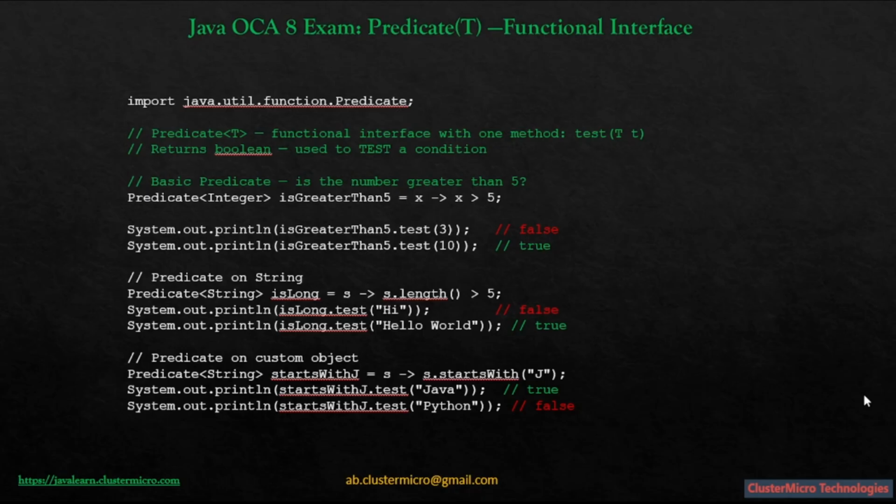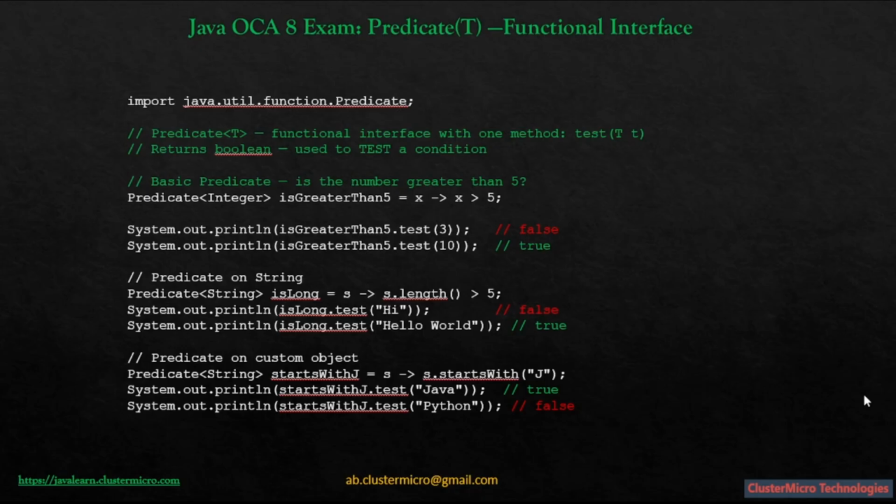So predicate works with any type. Predicate<String> lets you test string conditions. Okay, so Predicate<Integer> lets you test numeric conditions. The type in the angle brackets is the type of the argument test receives.